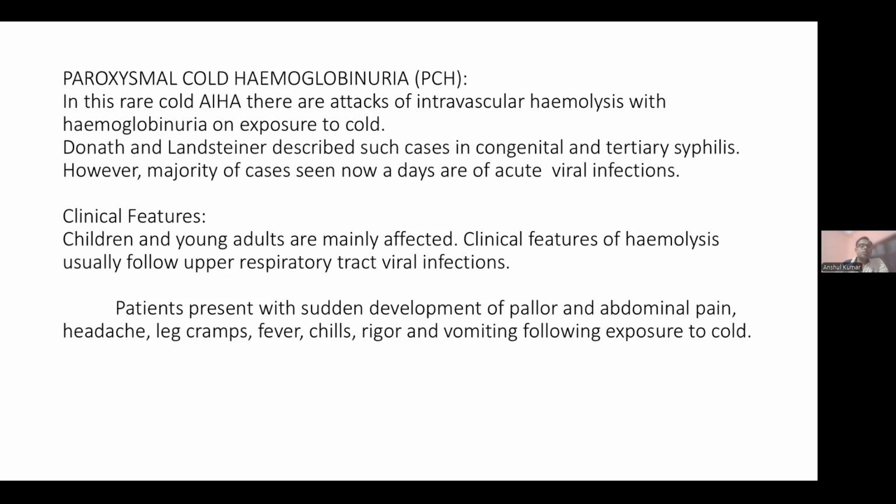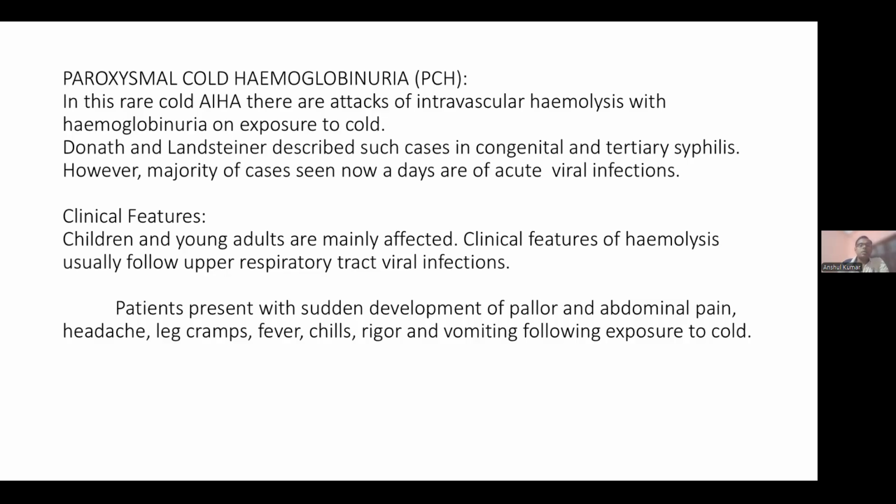Clinical features: children and young adults are mainly affected. Clinical features of hemolysis usually follow upper respiratory tract viral infections. Patients present with sudden development of pallor and abdominal pain, headache, leg cramps, fever, chills, rigor, and vomiting following exposure to cold. So these are some of the important types of hemolytic anemia.